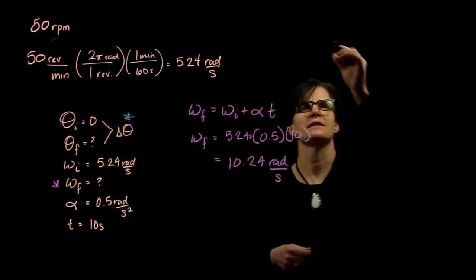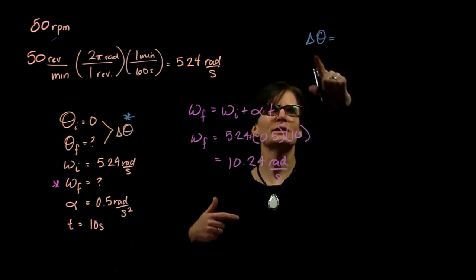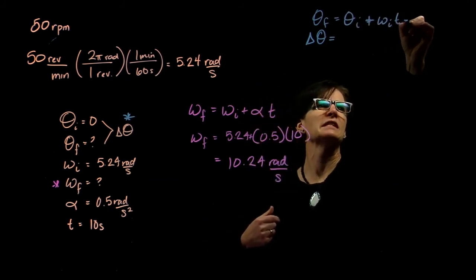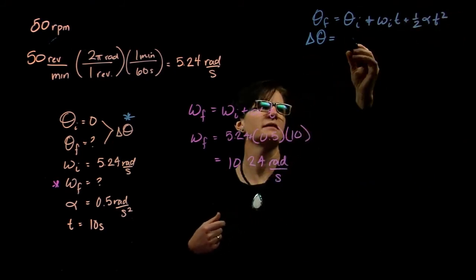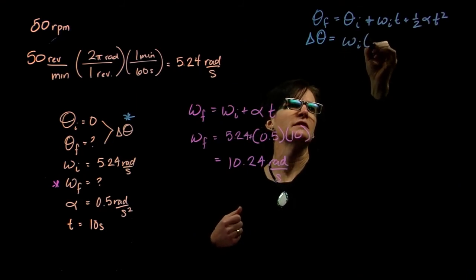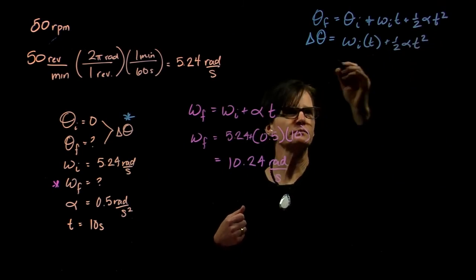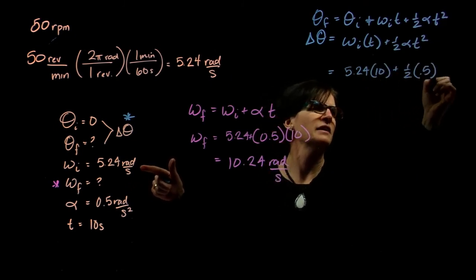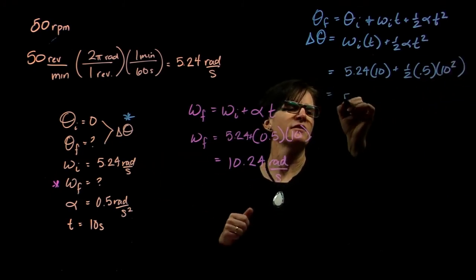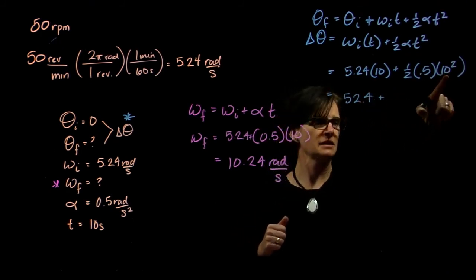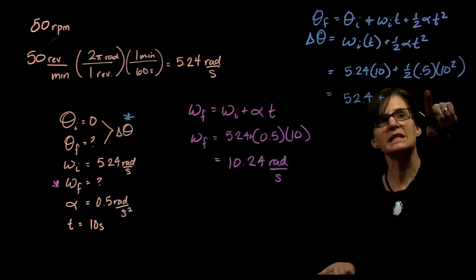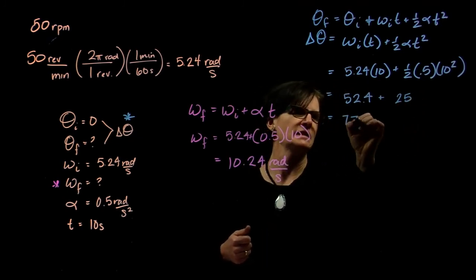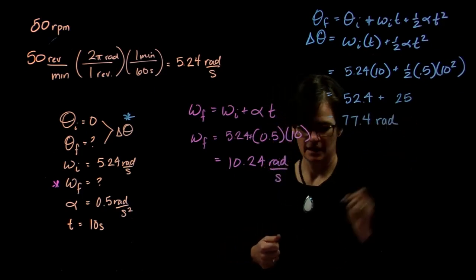We're also interested in how many revolutions it makes. We know that theta final is equal to theta initial plus omega initial t plus 1/2 alpha t squared. So delta theta is equal to omega initial times t plus 1/2 alpha t squared. Omega initial was 5.24 times 10, plus 1/2 times 0.5 times 10 squared. And we get 52.4 plus 10 squared is 100. Half of 100 is 50, and half of 50 is 25. And so we get 77.4 radians.